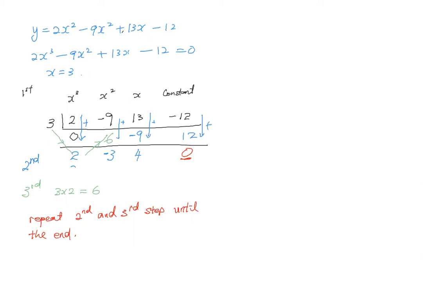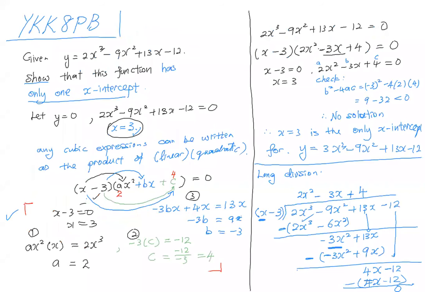So this will be the coefficient of x squared, coefficient of x, and this will be the constant. Now you can write the expression as x minus 3, 2x squared minus 3x plus 4. So it's the process. If you remember the process, you can get it much faster than long division.